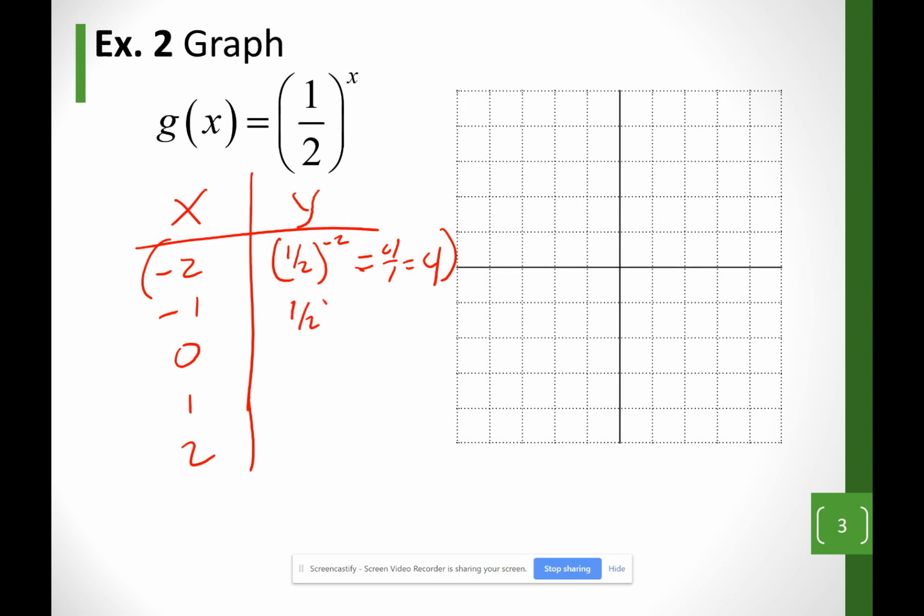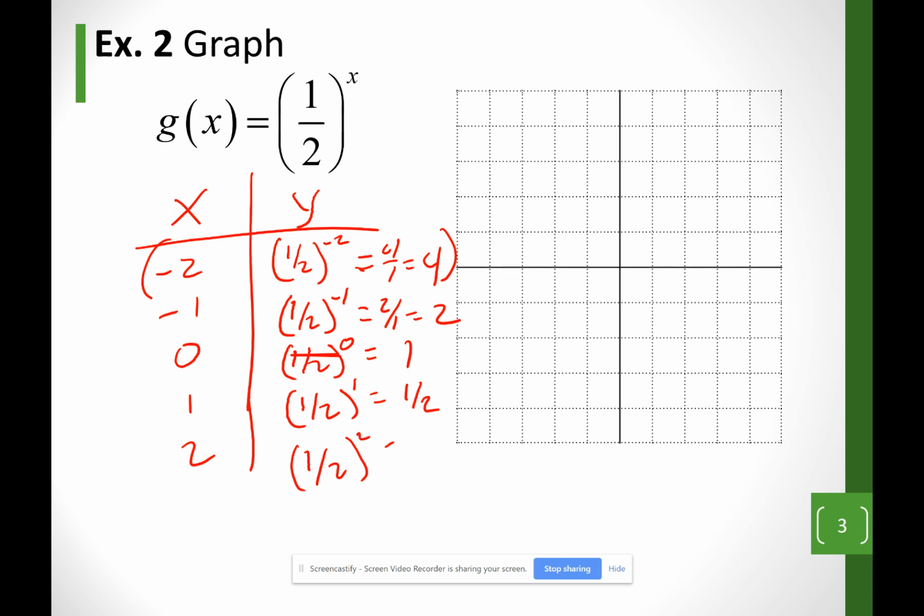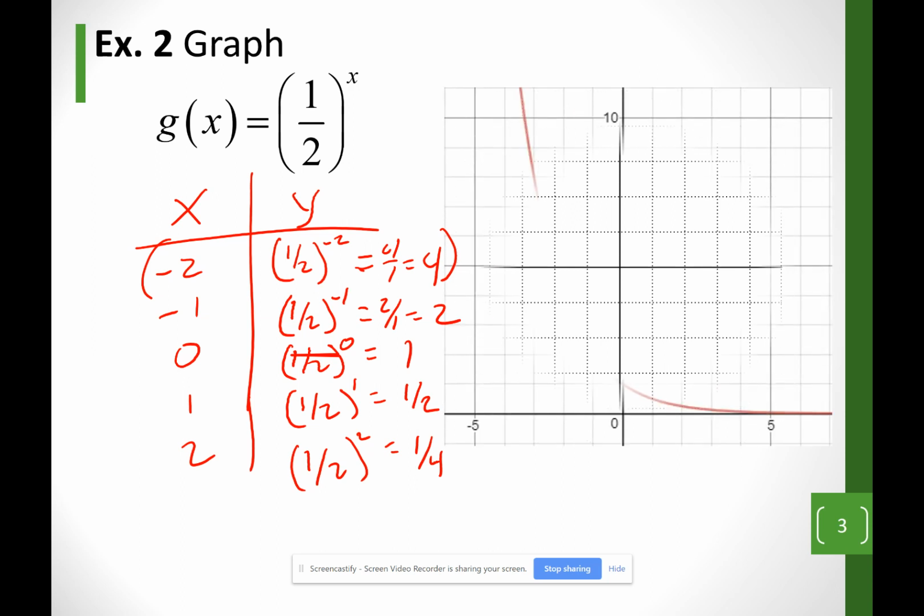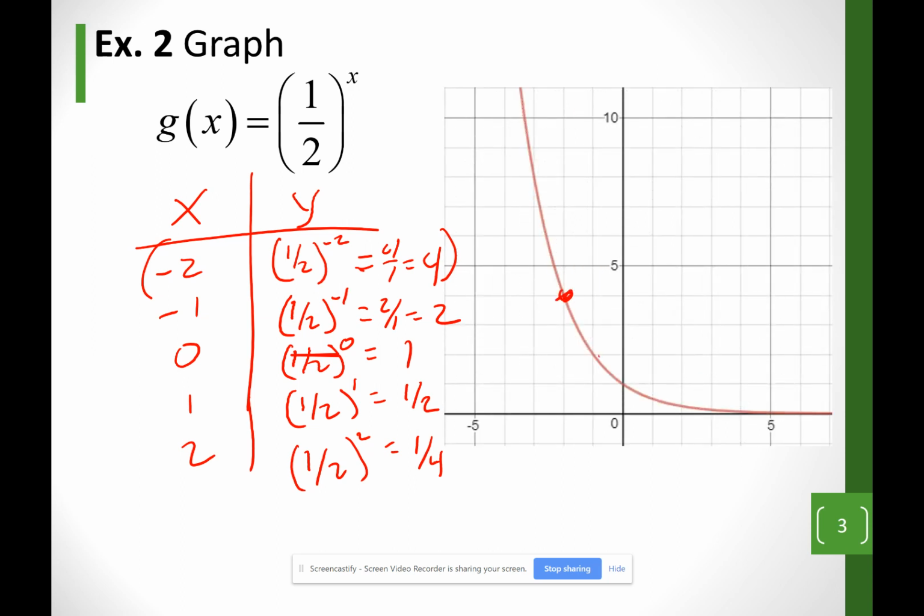Now I'm thinking, what if x equals -1? 1/2 to the -1 gives me 2/1, better known as 2. Now, what if I have 1/2 to the 0? Well, it's 0 power, so it's 1. What if I have 1/2 to the 1? That's 1/2. And then 1/2 to the second is 1/4. So these are the points that we have. It looks like my graph is going down.